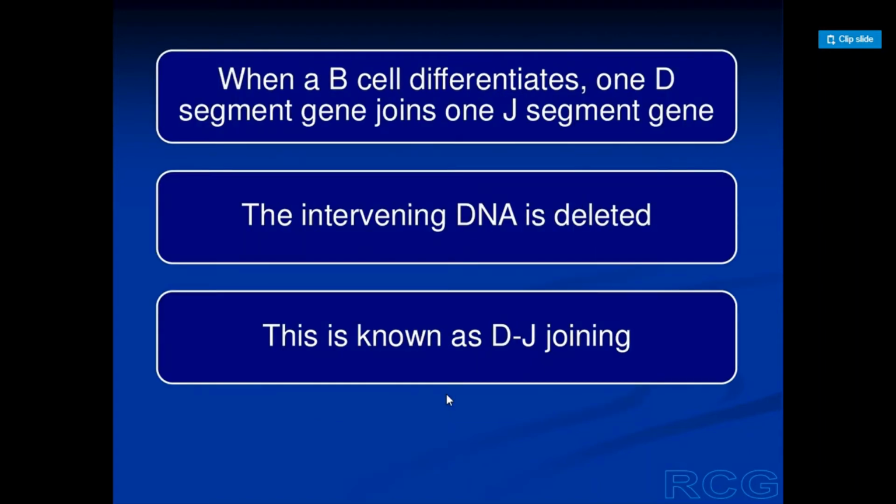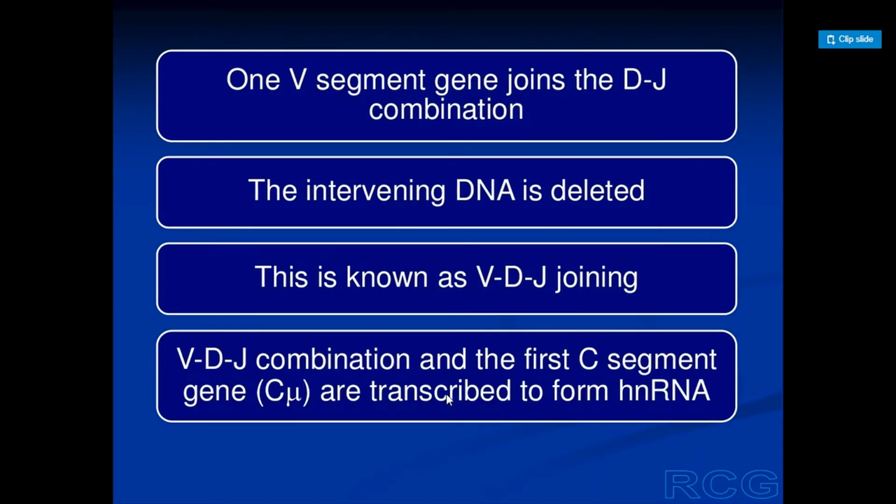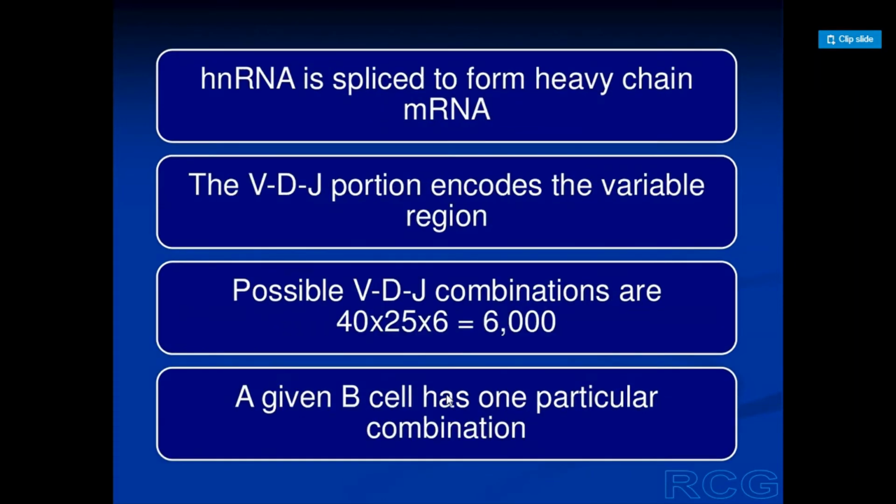When a B cell differentiates, one D segment gene joins one J segment gene, and the intervening DNA is deleted out. This is known as the DJ joining. Then one V segment gene joins the DJ combination, and the intervening DNA is deleted. This is known as the VDJ joining. The VDJ combination and the first C segment gene are transcribed to form the hnRNA. This hnRNA is then spliced to form a heavy chain messenger RNA.